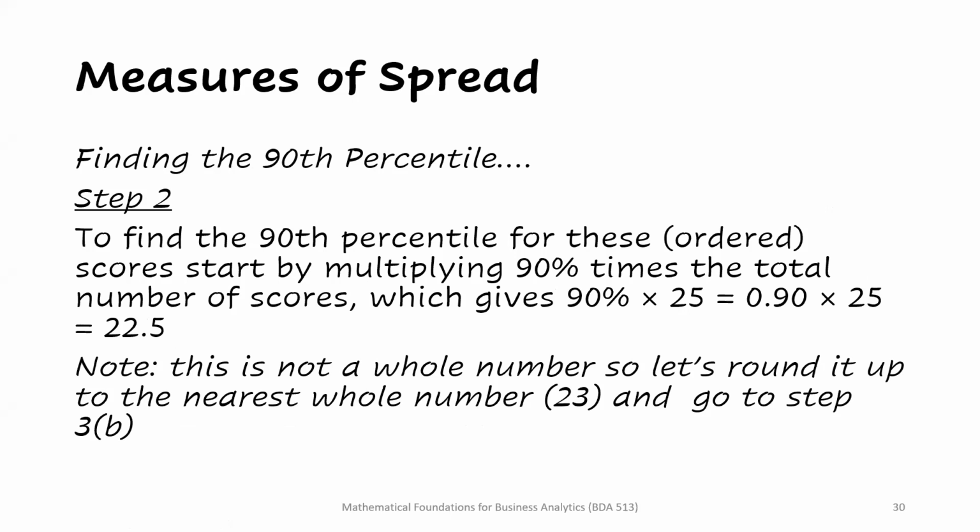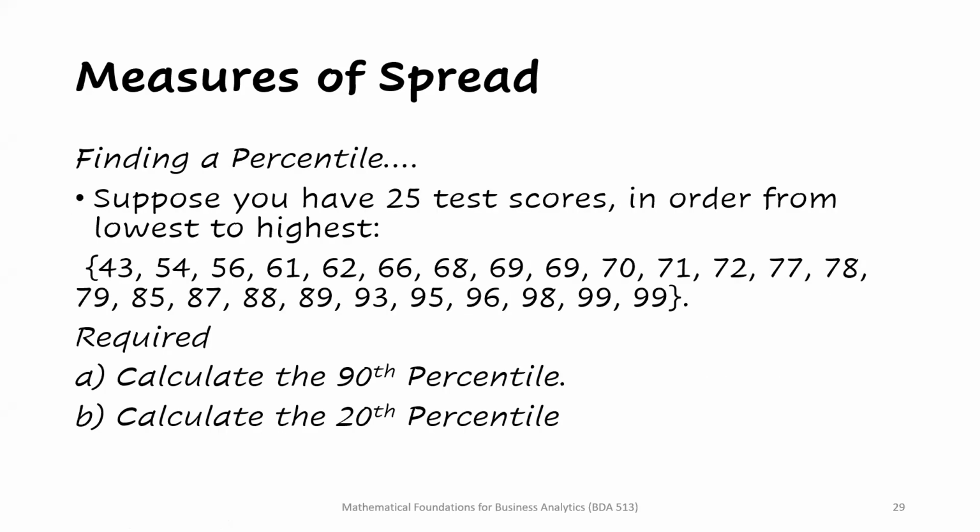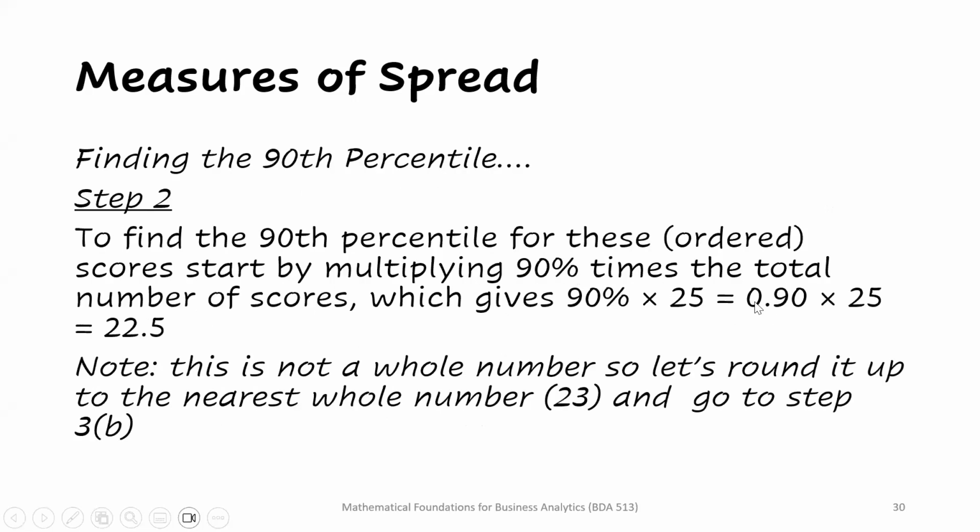So for the 90th percentile, first you find 90% of the number of scores. So we are doing step 2: multiply k percent times the total number of numbers n. The number of scores here is 25, and we want the 90th percentile, so we multiply 90 percent times 25. That gives us 22.5. Now, since this is not a whole number, we round it up to the nearest whole number, which is 23.